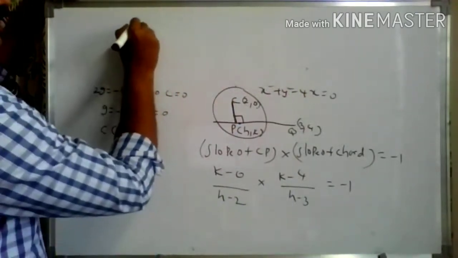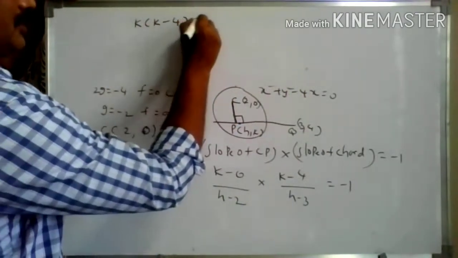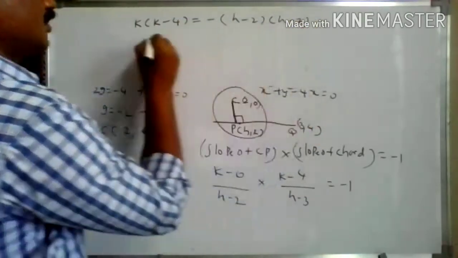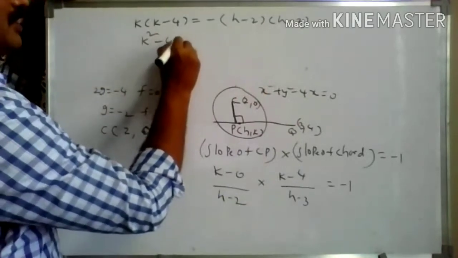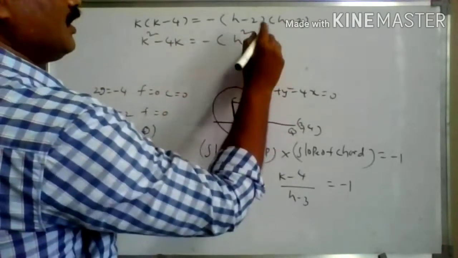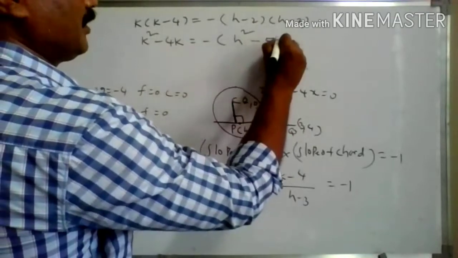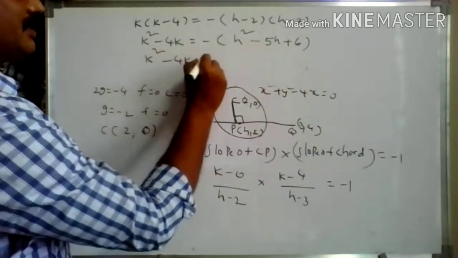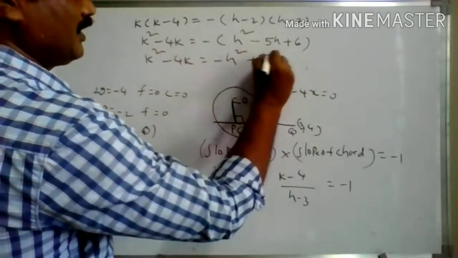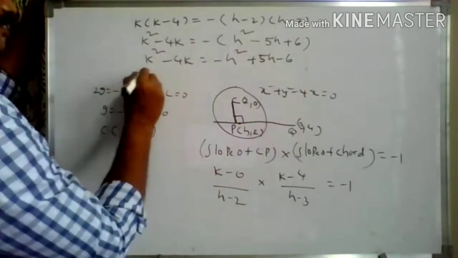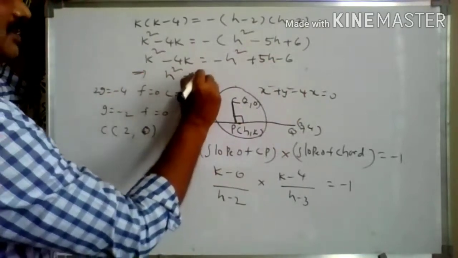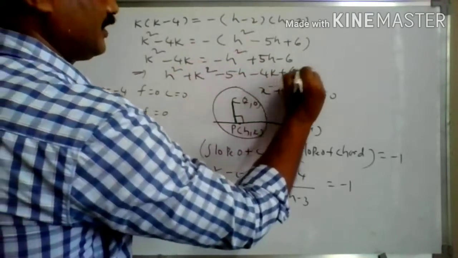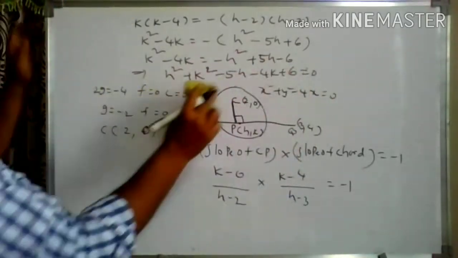Students, the slope of CP is (k − 0)/(h − 2), and the slope of PQ is (k − 4)/(h − 3). Since m1 into m2 is equal to −1, k(k − 4) = −(h − 2)(h − 3). So k² − 4k = −(h² − 5h + 6), that is, h² + k² − 5h − 4k + 6 = 0.